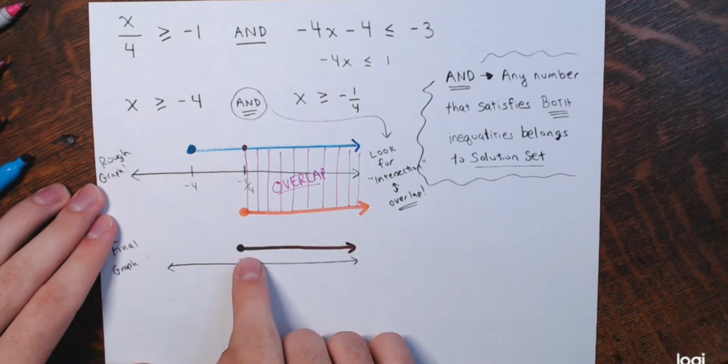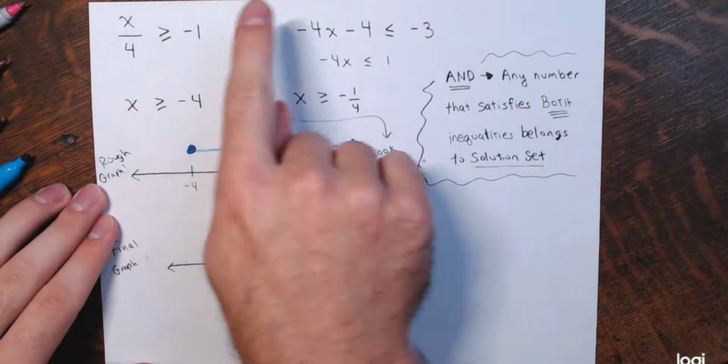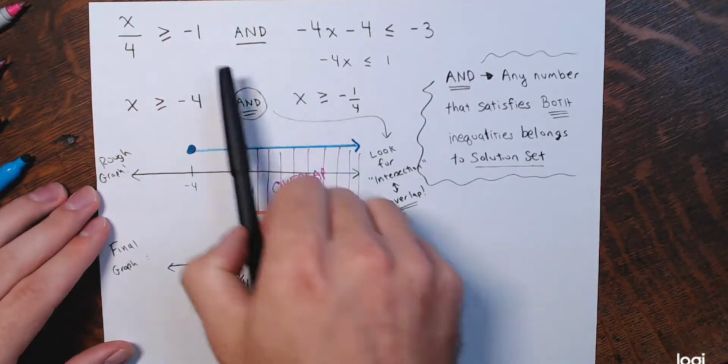Every number from negative 1/4 upward or greater satisfies both of these at the same time, and you can test that out. Plug in some values like 0, 1, 2, 3, and you'll see that both of these would be true.